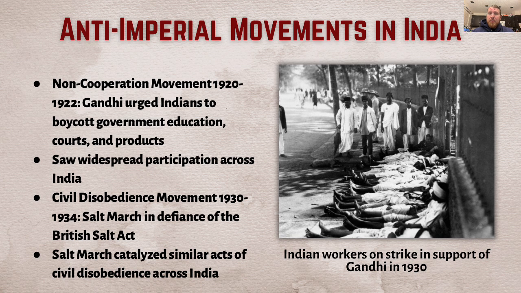The second, the civil disobedience movement, was 1930 to 1934. And this was marked by the Salt March, a 240-mile trek led by Gandhi to produce salt from the seawater in the coastal village of Dandi. This was in defiance of the British Salt Act. Basically, this act prohibited Indians from collecting or selling salt, which was a staple in the Indian diet. That meant they would force them to buy it from British suppliers at a high tax.